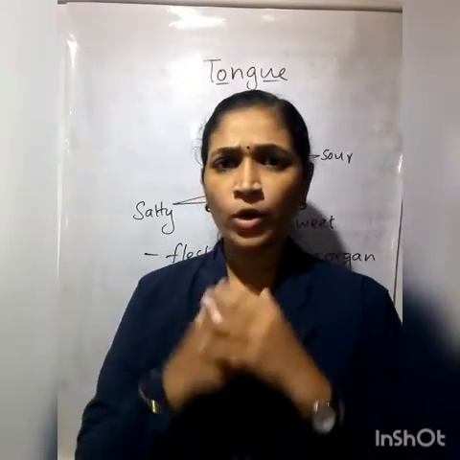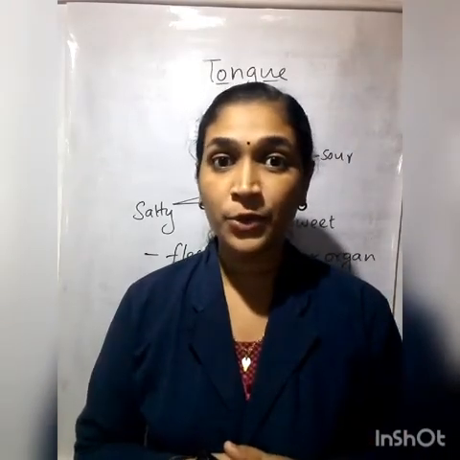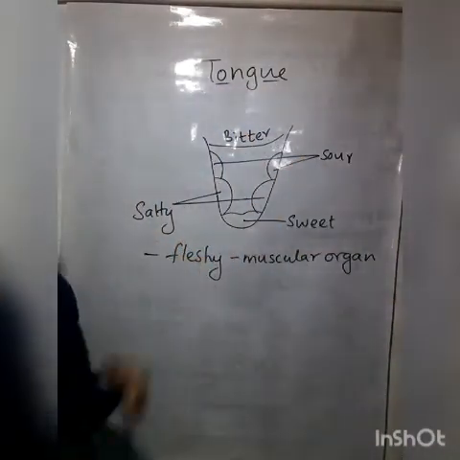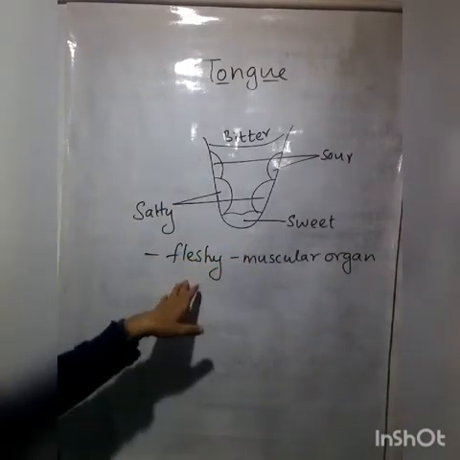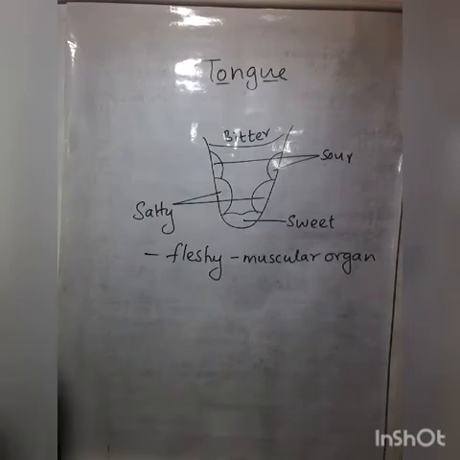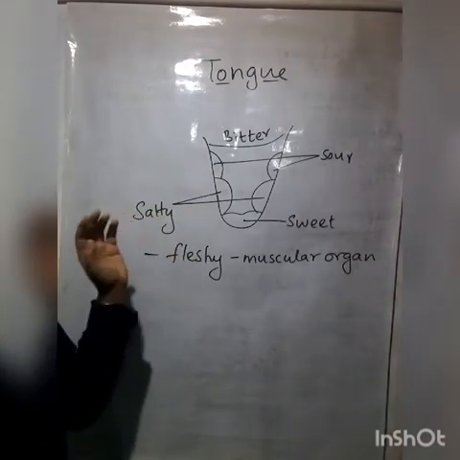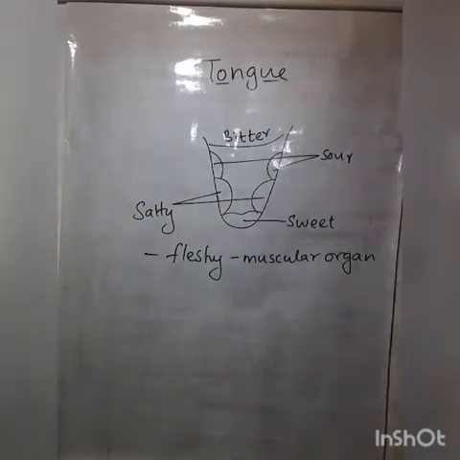How can a single organ help us to know different types of taste? Do you know that? Let us see. This is the structure of our tongue. Can you see? The tongue is a fleshy muscular organ placed at the back of the buccal cavity. It helps in mixing the food with saliva and in speaking. Then the tongue helps to know different types of taste.